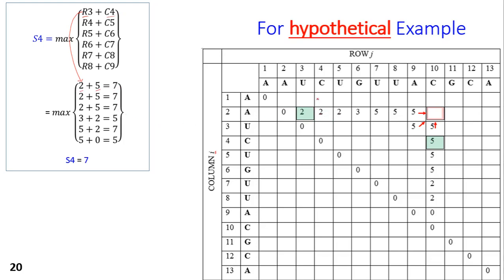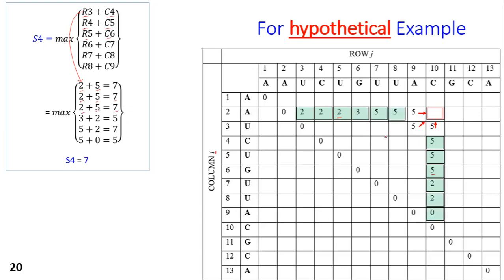Then we would move one step forward. What we have got? R4 plus C5. R4 we have got 2, and at position C5 you have got 5. Therefore we will add 2 plus 5. Again we would end up with 7. We would move one step ahead, that is R5 plus C6. R5 plus C6, we have got again 2 plus 5, we have got 7.